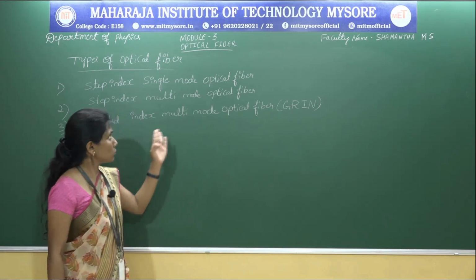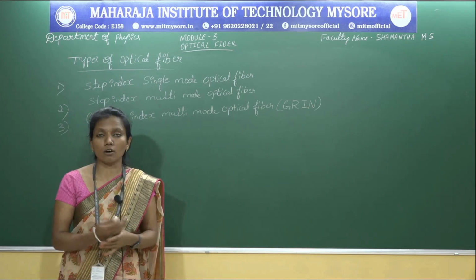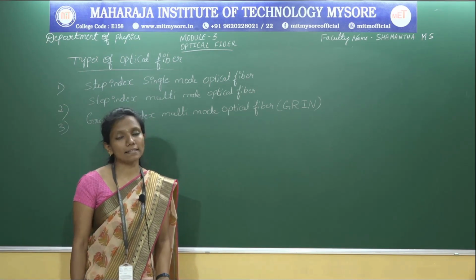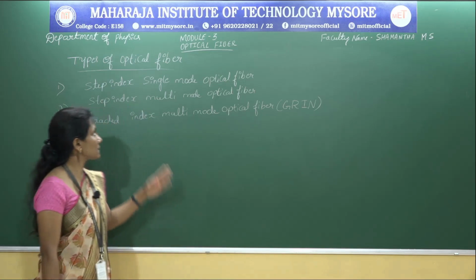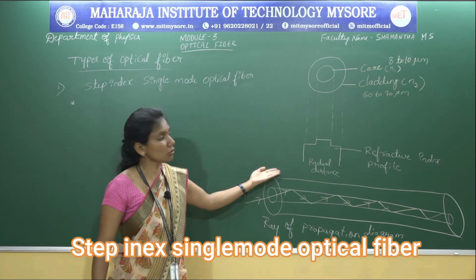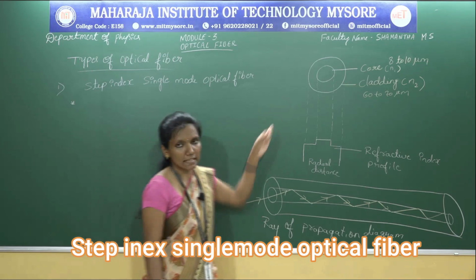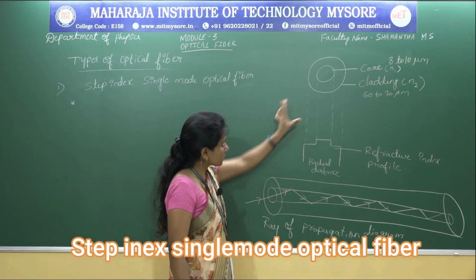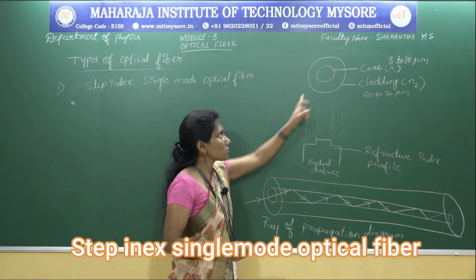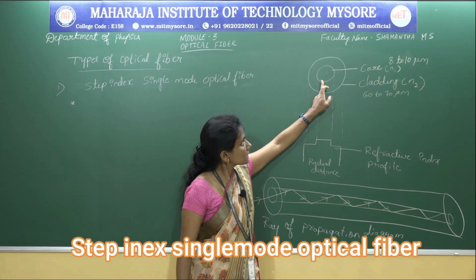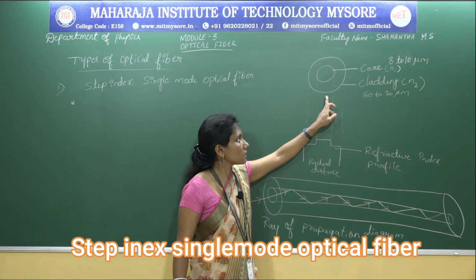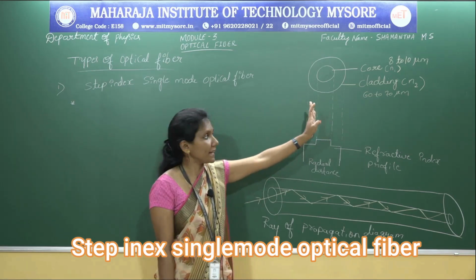What is step index single mode optical fiber? How it is constructed depends upon the diameter of the core and cladding. First we will study step index single mode optical fiber. It is constructed like this: the inside is the core and the outside is the cladding. The core is made of refractive index n1 and the cladding has refractive index n2.